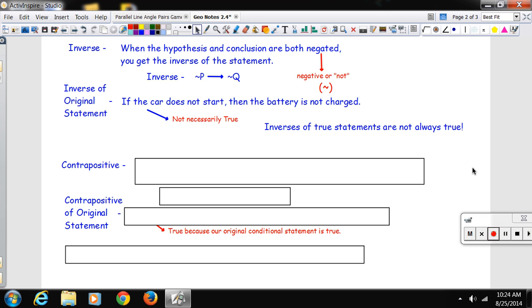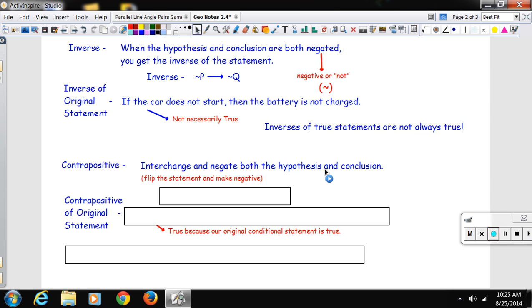So that would be inverse. You make them both negative. So what was converse again? Flip it around. Inverse was make them negative. Flip it around, make it negative. Guess what contrapositive is going to be? Do both. Flip it around and make it negative. So that's what contrapositives are.